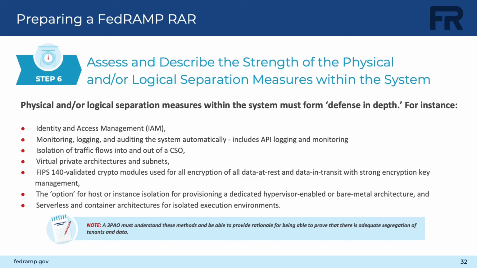A 3PAO must base the assessment of separation measures on very strong evidence, such as the review of any existing penetration testing results or an expert review of the products, architectures, and configurations involved. No explicit penetration test is required. However, if a CSP has one, either done by themselves or a third party, it is recommended that it be reviewed. If no penetration test is available, a 3PAO must be able to provide a rationale for being able to prove that there is adequate segregation of tenants and data.